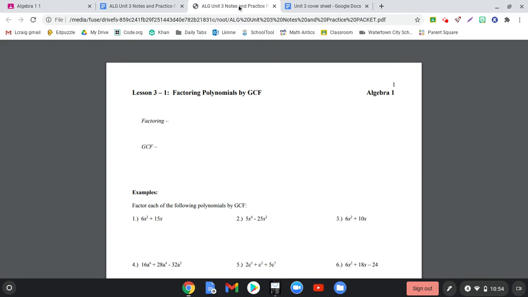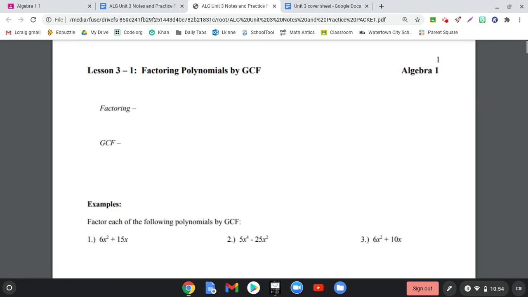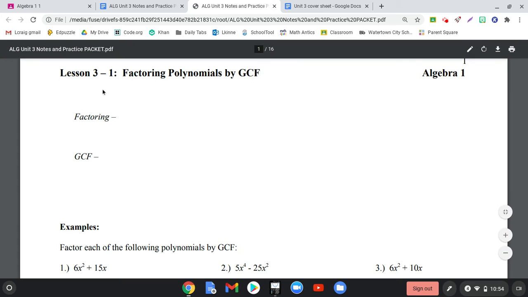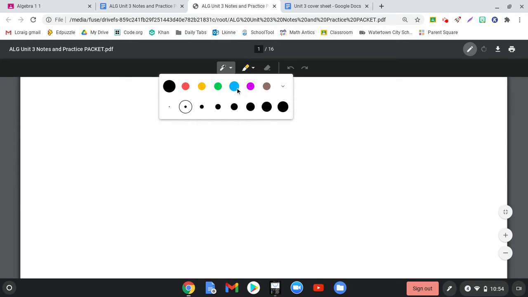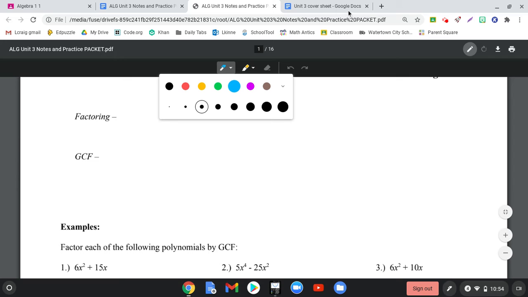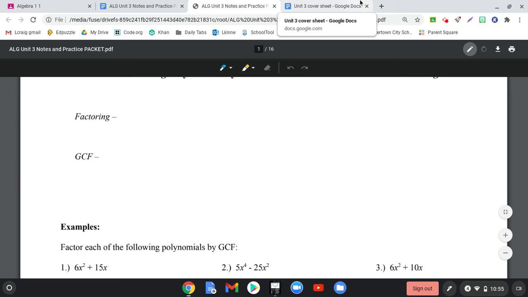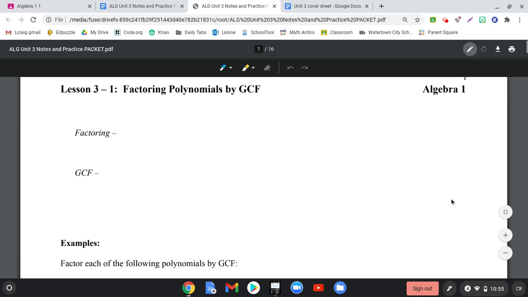So let's take a look at some examples. There's different ways to factor. The first type of factoring is using the GCF, and that's what we're going to focus on today. So factoring, again, is working backwards. I want you to think of it like undistributing, so working backwards.